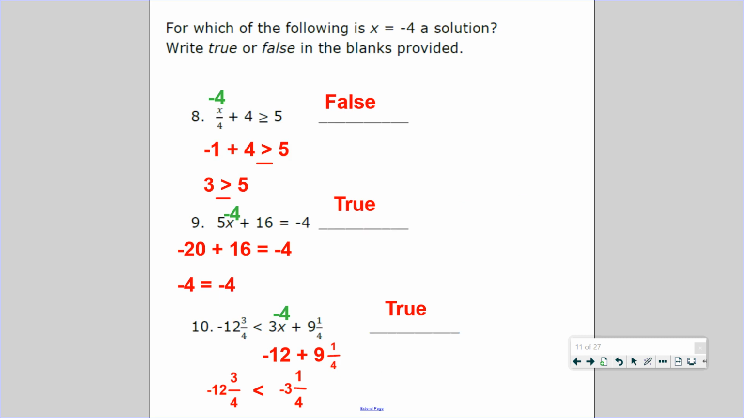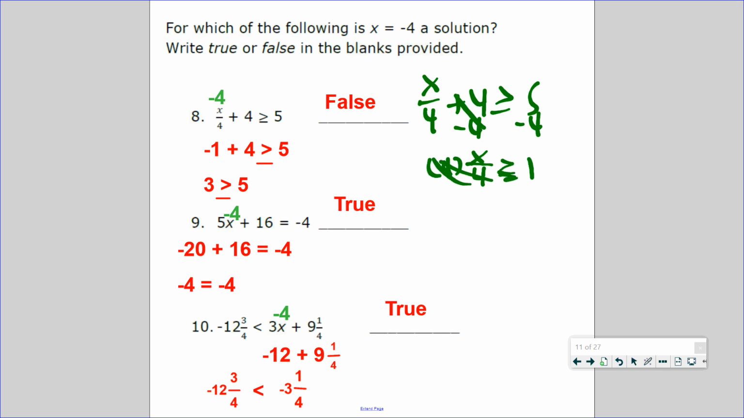Number 8, 9, and 10. Solve each one. For which one would negative 4 be a solution? So there are many ways you could do this. One way you could do it is you can solve each one. So subtract 4 from both sides. Cancel, cancel, cancel. X divided by 4 is greater than or equal to 1. Multiply by 4 on both sides.